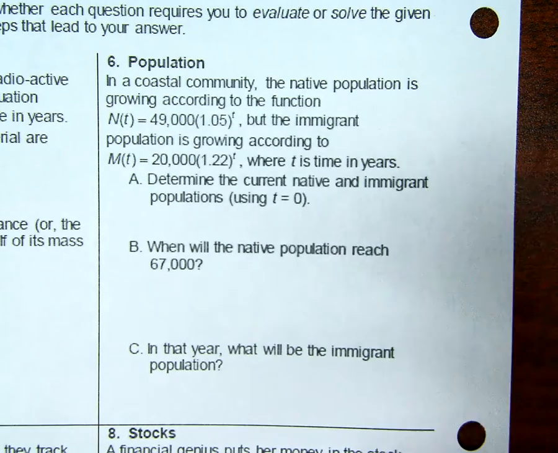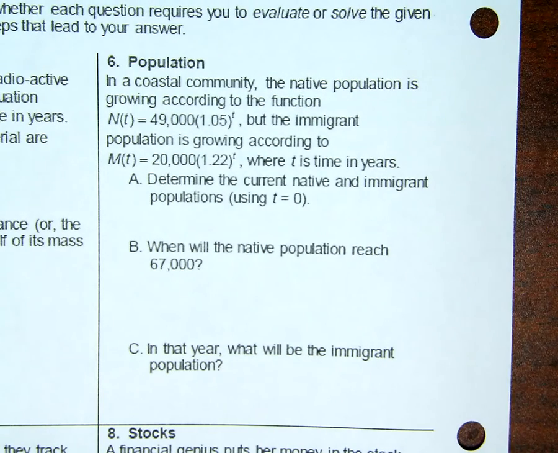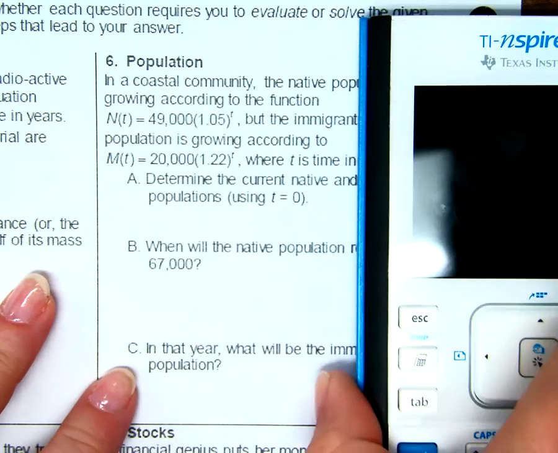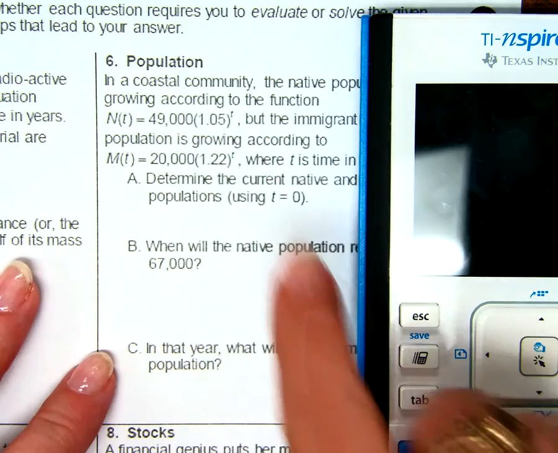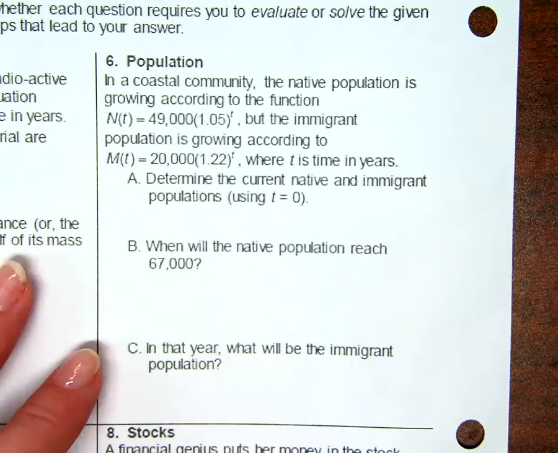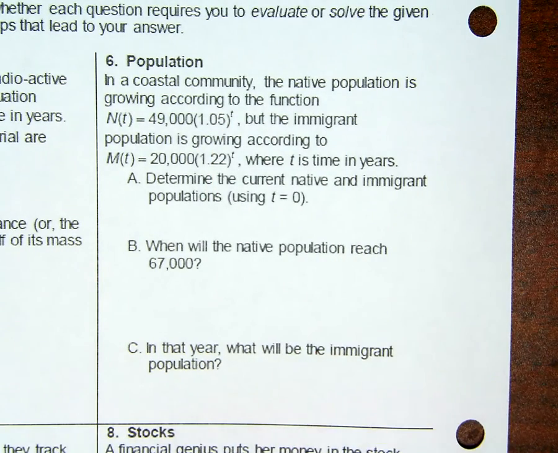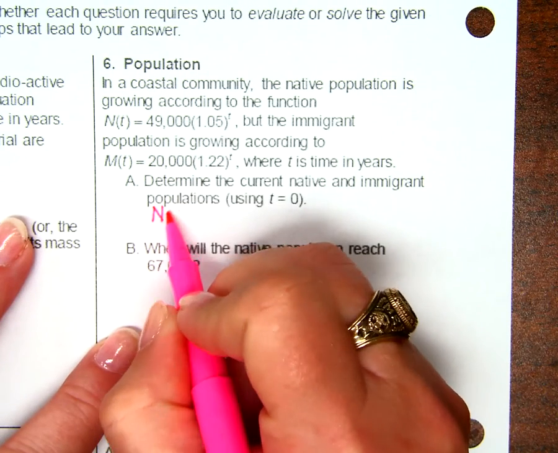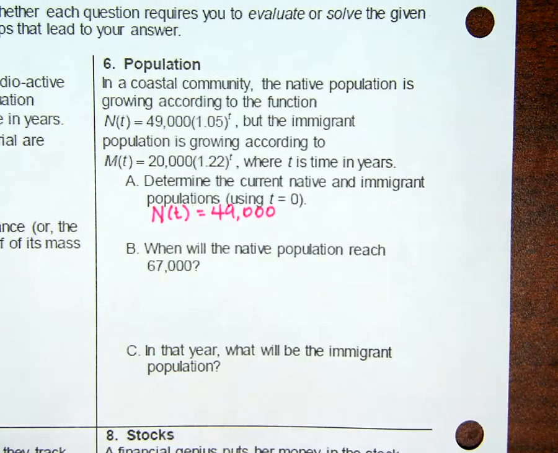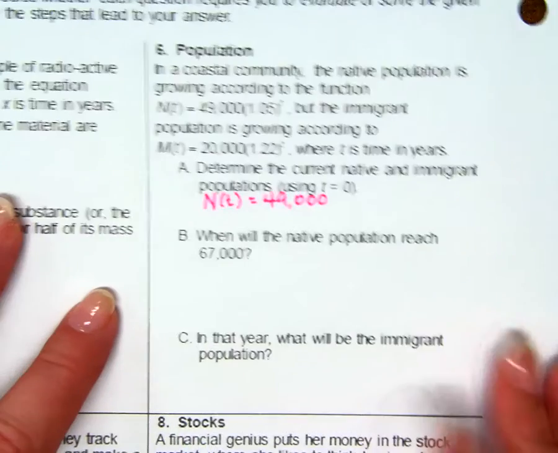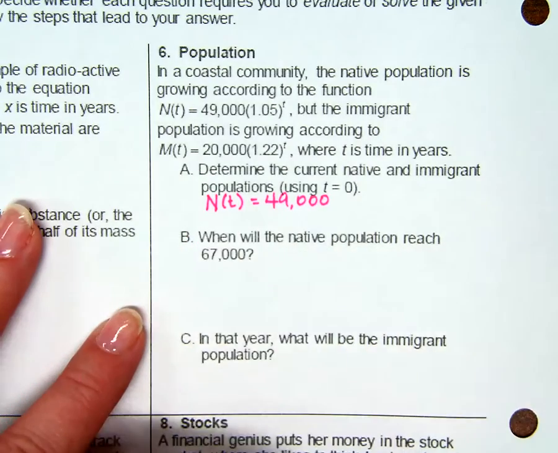So then what do they want us to do? They just want us to multiply 49,000 times... Okay, so they want us to put in 0 for t, right? So anything to the 0 power is what? 1. So what's 1 times 49,000? So for the native population, I'm going to get 49,000, because when I put in 0 for t, I just get my a value, right? That original value. So what about the immigrant population?